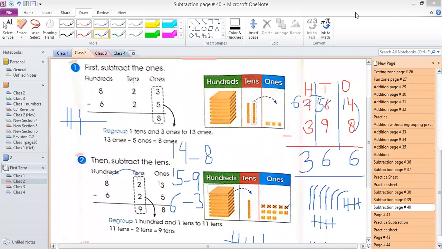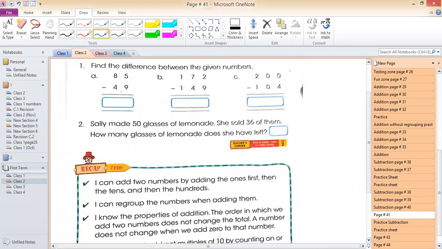366 is the answer. Now come to page number 41, guys. There is question number 1. You have to find the difference between the given numbers. A. Solve it by yourself, guys, and tell me the answer. 85 minus 49.